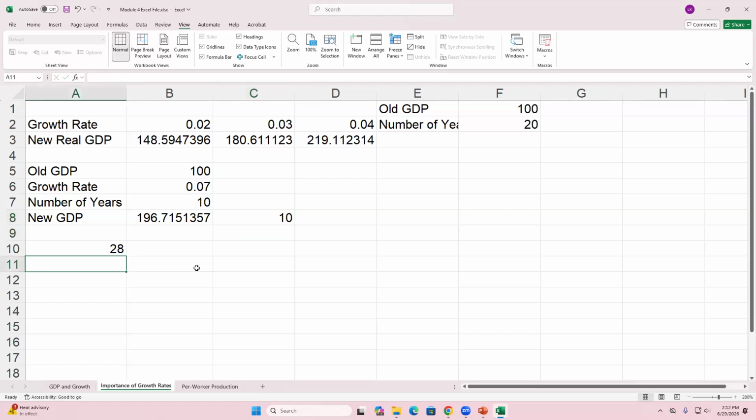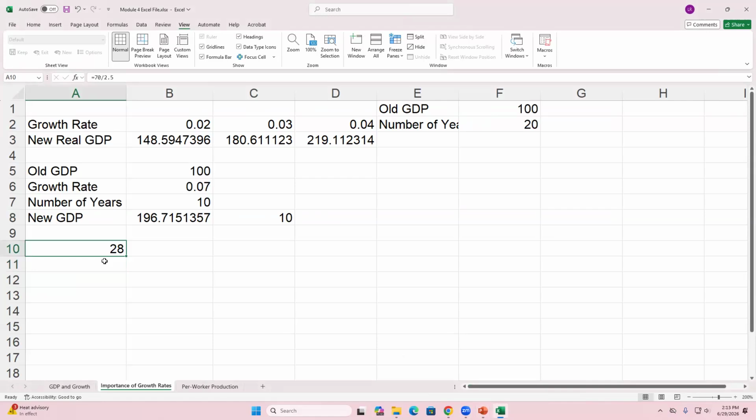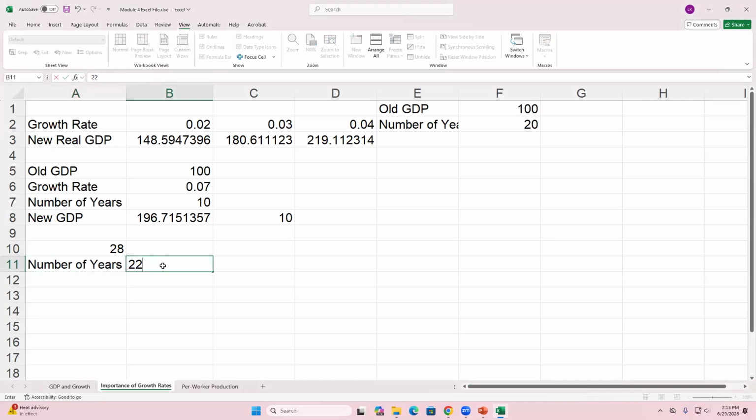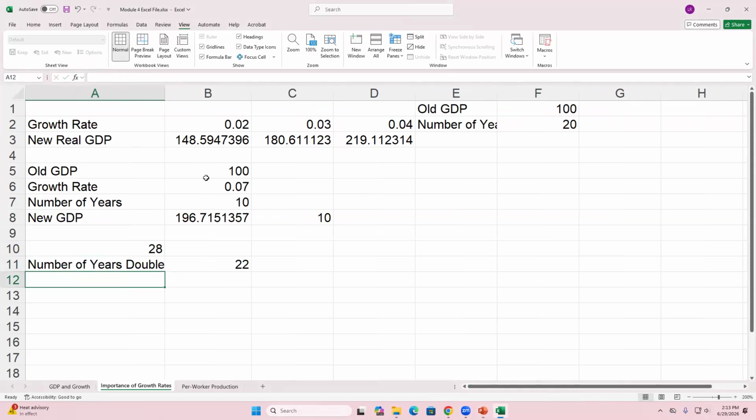What if instead we had this idea that it was going to double, but I didn't know what the growth rate was? I want to determine what growth rate would cause my GDP to double. Let's make sure I have this number right. Oh, sorry, in 22 years. So here I had the number of years to double was 22, right? And I need to find what the growth rate is, and I can use that GDP of 100 starting out, which is a way to do this.